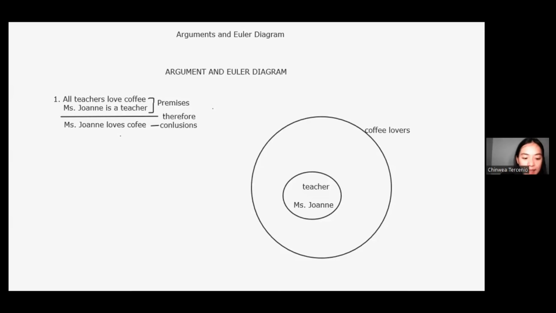So, being inside the circle, we can infer that Miss Joanne is a teacher who loves coffee, and therefore, we can consider that this argument is a valid statement. So let's proceed to the second example.